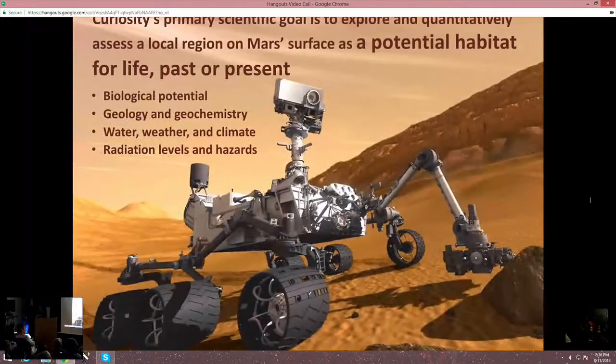The Curiosity rover is on Mars to search for environments that could have potentially been able to support life. We're not yet a life detection mission, but we have a bunch of tools to do geology and chemistry and biology on Mars to try and understand if the area that we're in could have supported life at some point. We're looking for various things: water, the weather, radiation levels. All these things contribute to us understanding if life could have ever been on Mars or could currently be on Mars even.